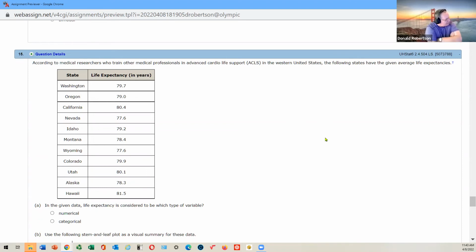I have no idea why they would want to know the life expectancy of these people. What on earth is that telling me? Okay. Well, in Washington State, the average life expectancy is 79.7. And if you're in Utah, it's 80. And if you're in Hawaii, it's 81.5.